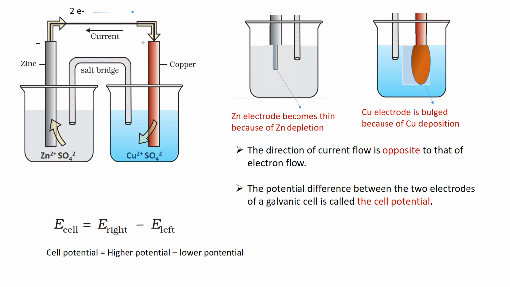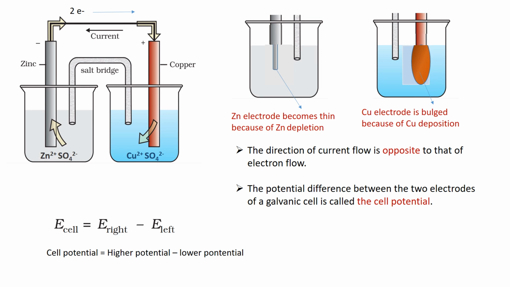Okay, then when we connect the two electrodes, what will happen? A potential difference will be created between the two electrodes. Zinc has the lower potential, that is a negative potential, whereas the copper has a higher, positive potential. Due to this potential difference, there will be a generation of current.